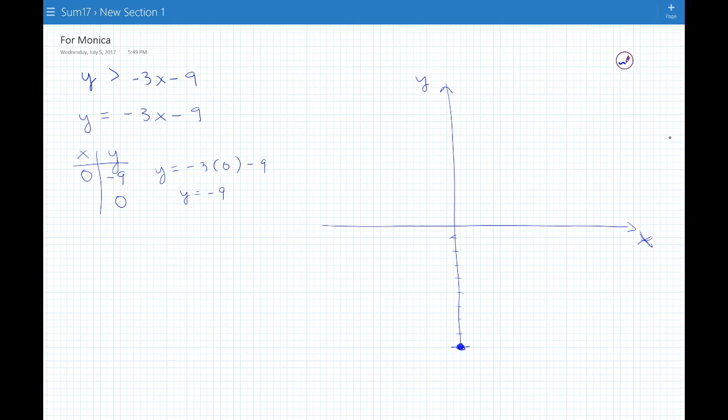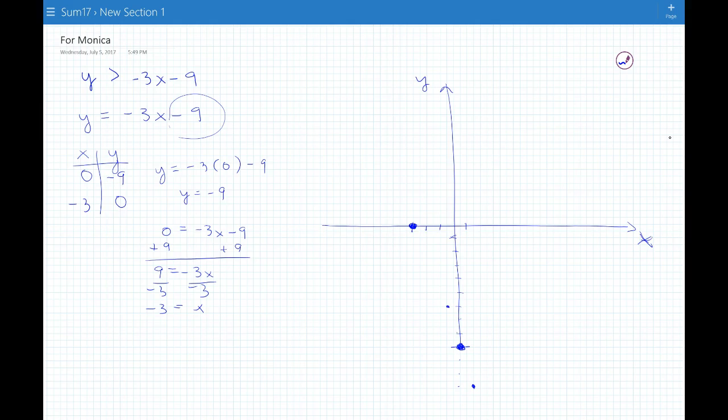And then when y is 0, let's see what x equals. 0 equals negative 3x minus 9, so x equals negative 3. So negative 3, 0 is also a point on this line. Or you could graph it as the y-intercept of negative 9 and a slope of negative 3, which would be down 3 over 1. Either way, you're going to get the same line.